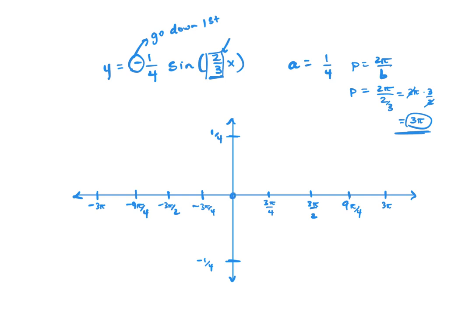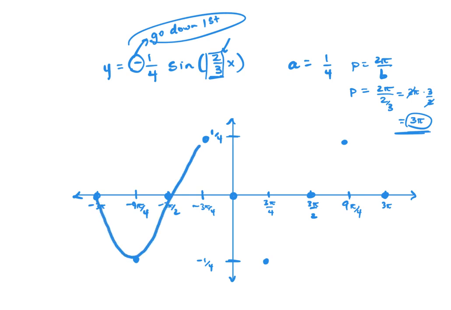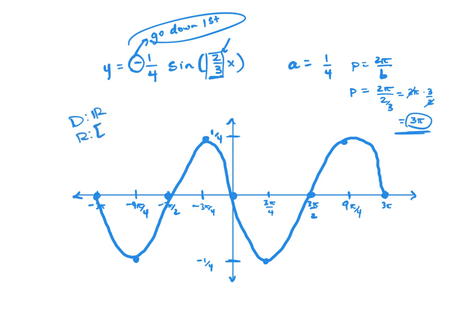Sine starts in the middle. It's going to go to the bottom first, go down first. So bottom, middle, top, middle. Top, middle, bottom, middle. So now I graph it. And there's my sine graph. My domain will be all real numbers. My range will be from negative 1/4 to 1/4.